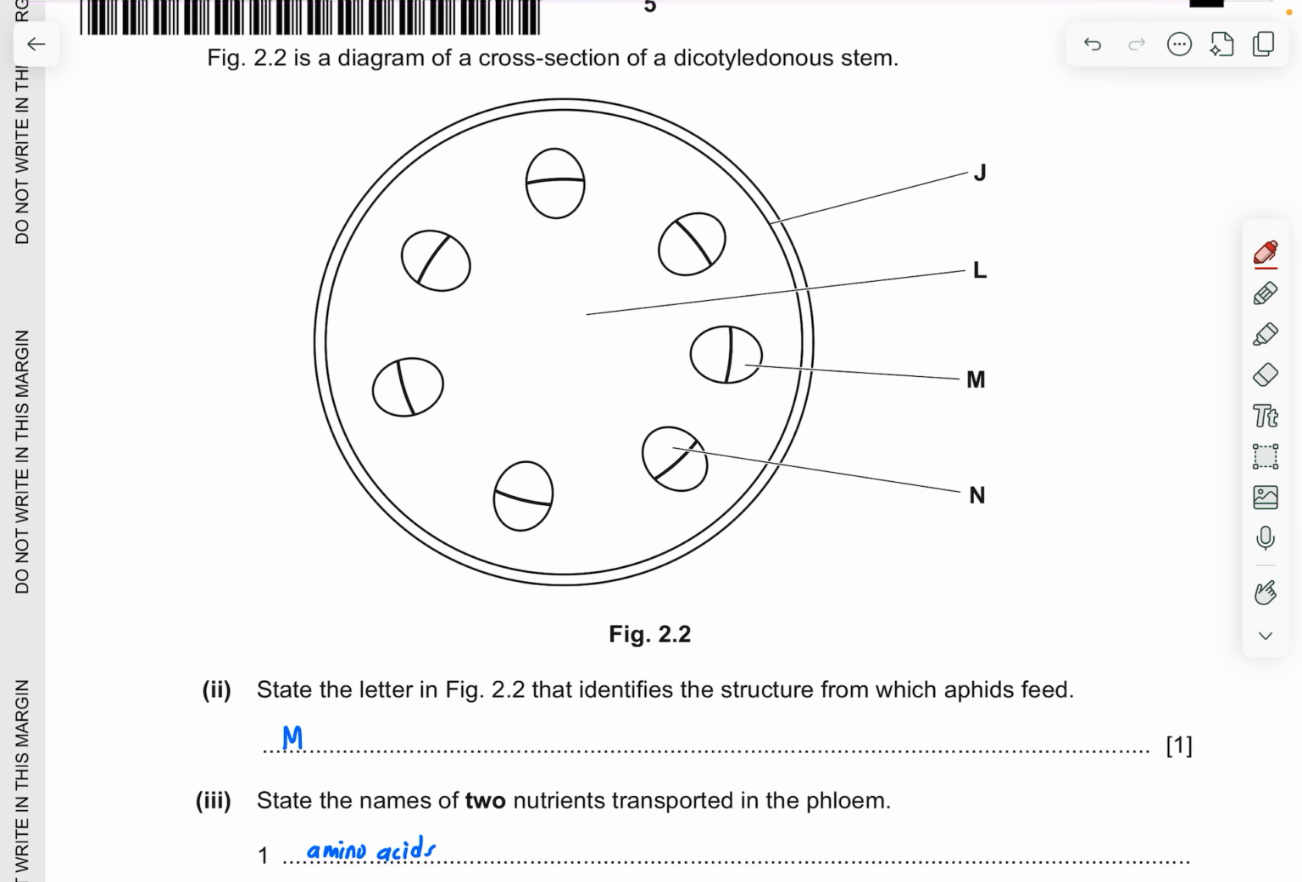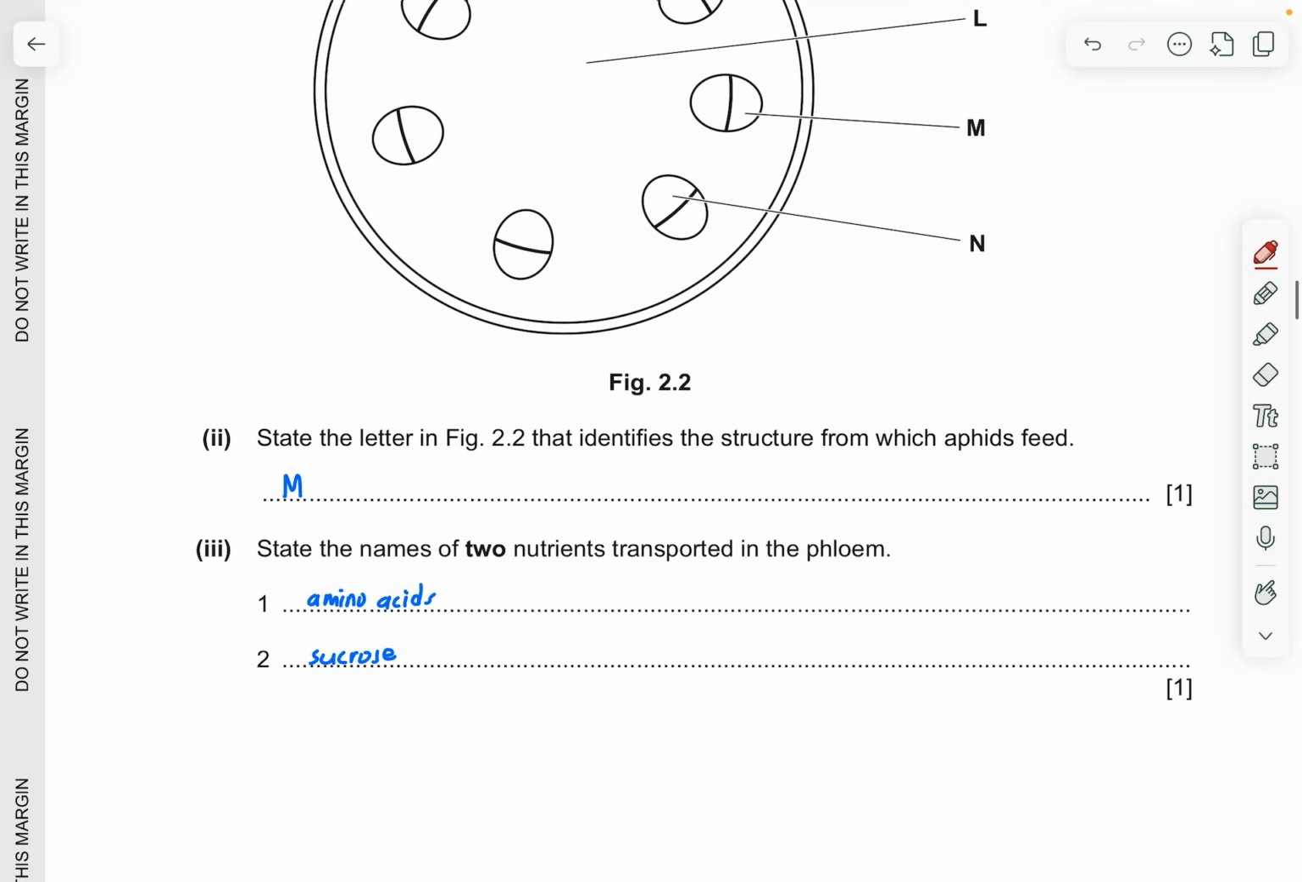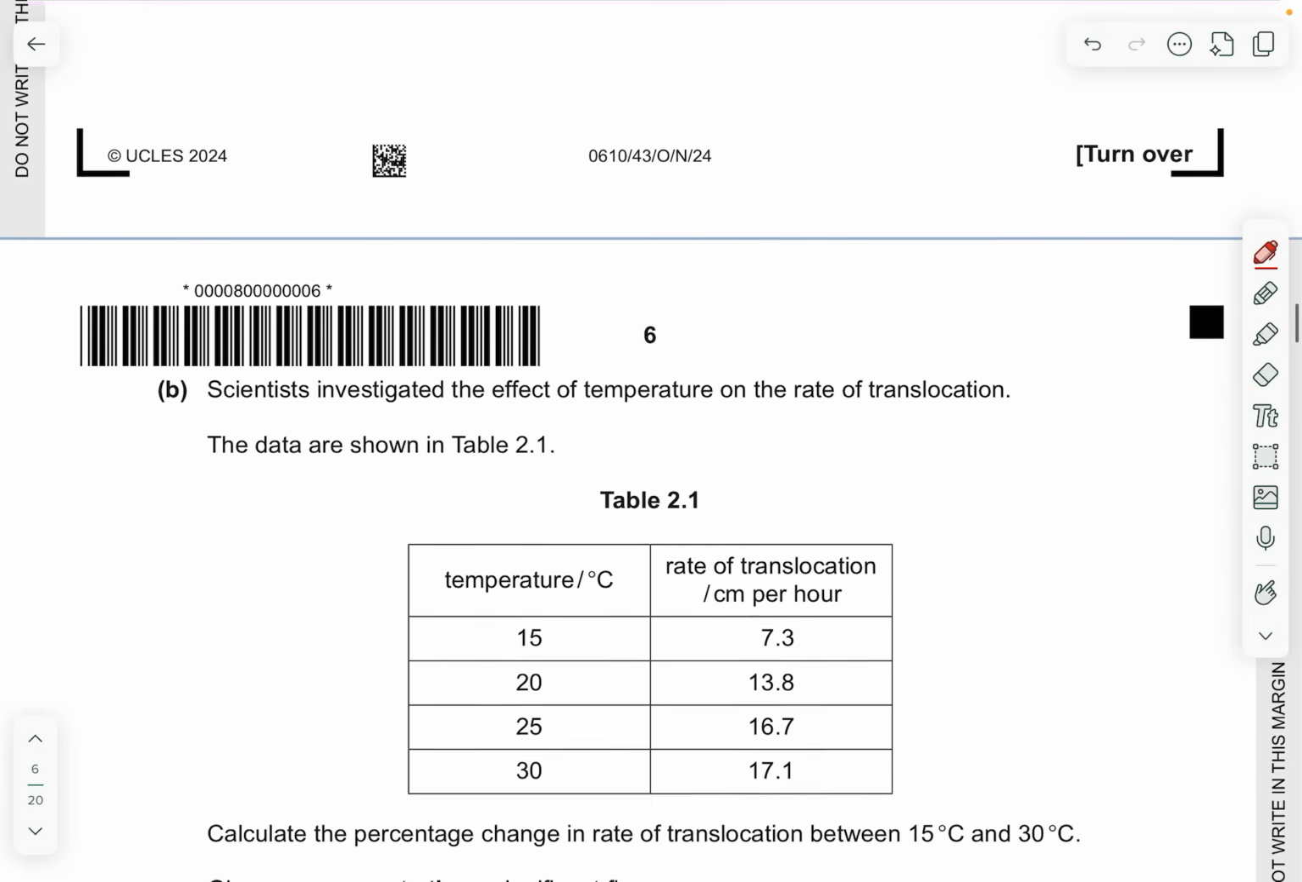So of course it will be the phloem. Phloem will be found at the top. So phloem on top, xylem on the bottom. Part 3. State the names of two nutrients transported in the phloem. So like I mentioned before, amino acids, sucrose. That's it. That's the two main nutrients that you must know that is transported inside that phloem.